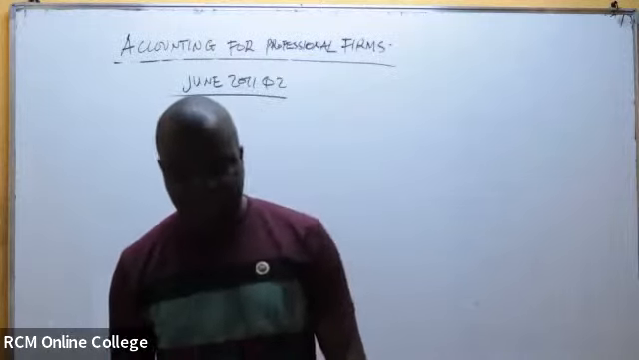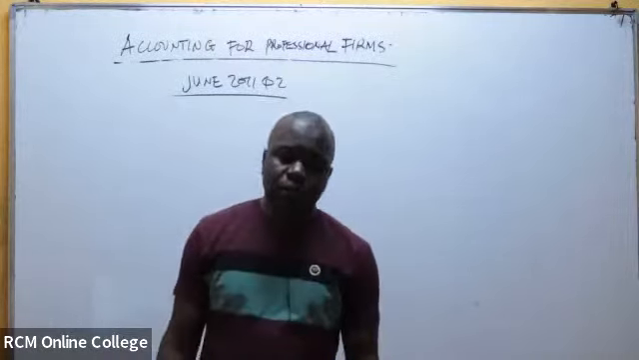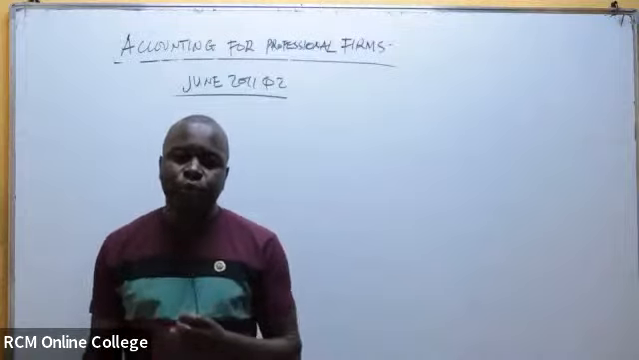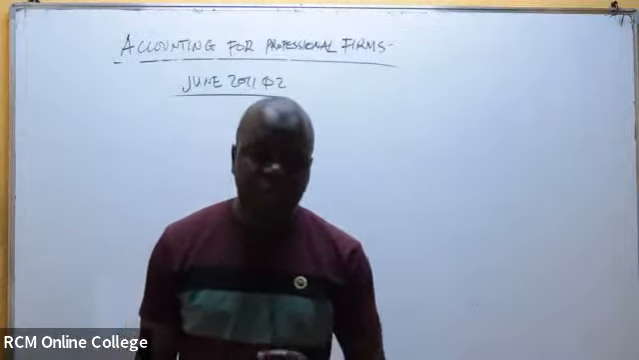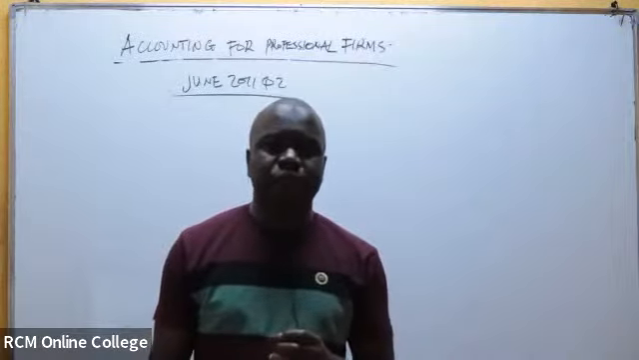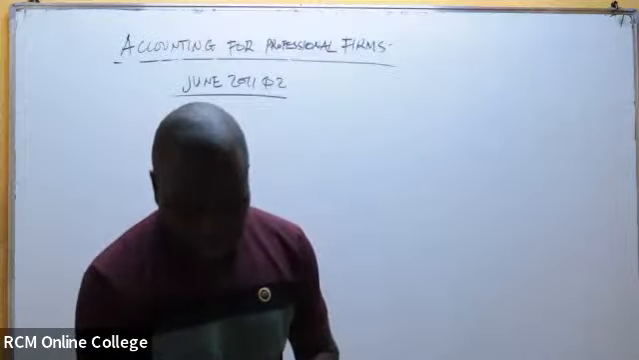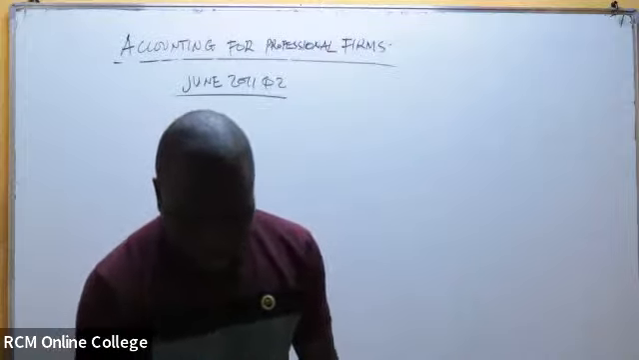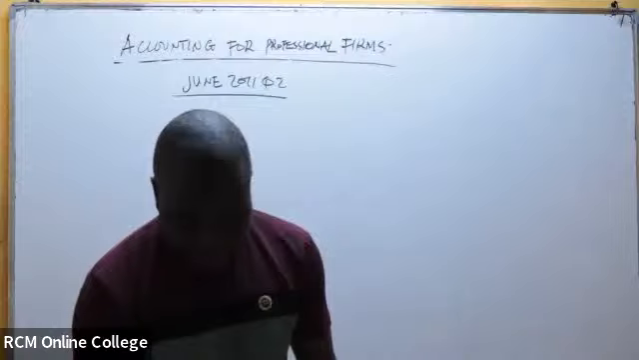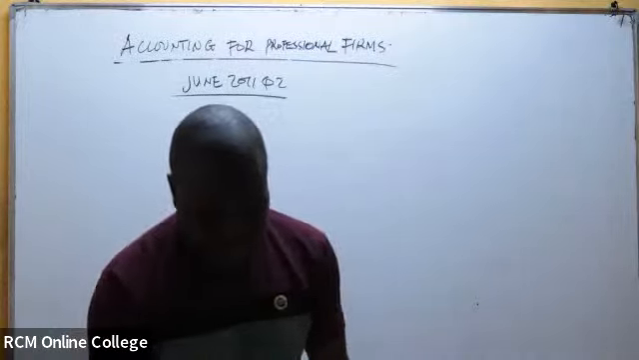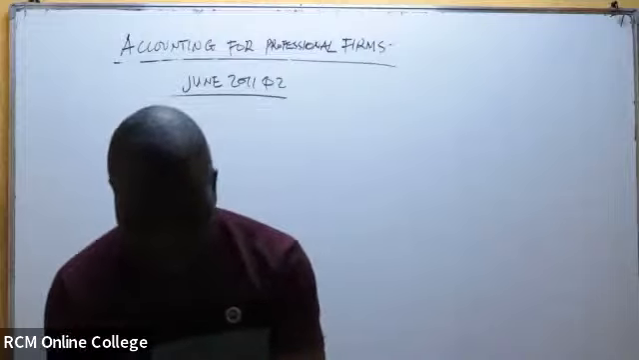So we can create these accounts and see what entries will pass through them. Then eventually we can extract the income statement, the general income statement, and the statement of financial position. In this case, they want us to come up with the client account and the cash book.